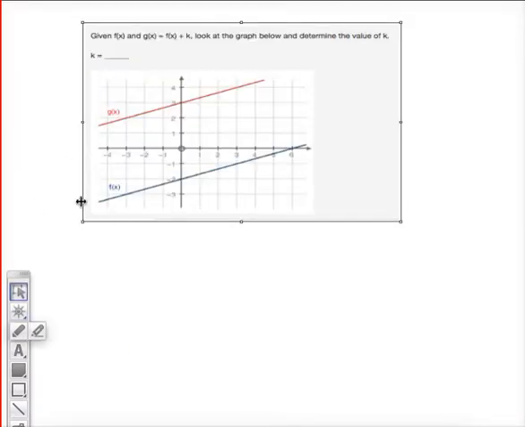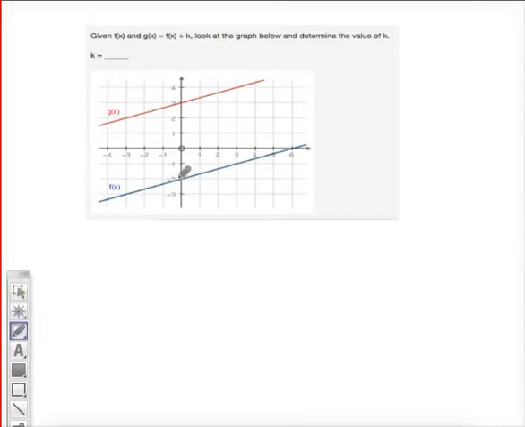Okay, here's our next question. We're given f of x and g of x. If you look, g of x is the same thing as f of x, except you're adding k to it. So k is going to be your y-intercept, because it's like y equals mx plus b. And if you think y equals mx plus b, b is your y-intercept.